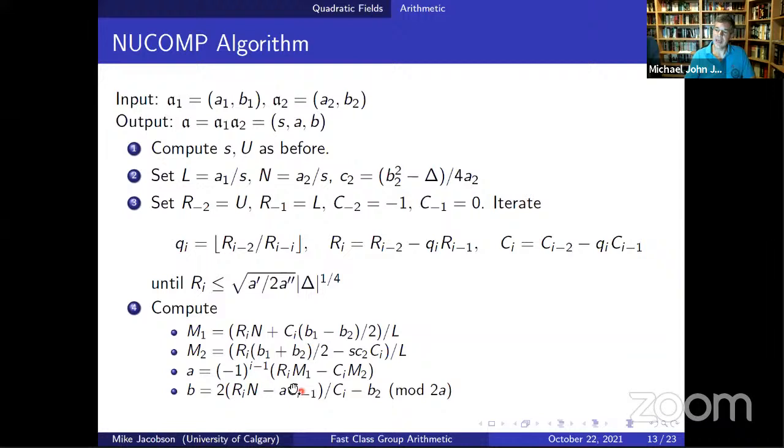And so when you compute A here, Ri times M1, you're multiplying two things of size delta to the 1/4, and the same with Ci times M2. You get that A is about the size of the square root of delta, which is exactly where you want it to be for your answer to be reduced. The upshot is that instead of working with integers as large as delta, you get them down to about delta to the 3/4, which made Shanks happy because he could use his calculator to do bigger class groups for larger discriminants.